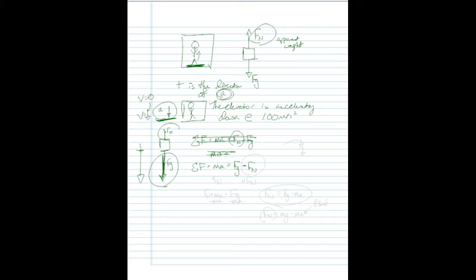I want to get Fn by itself, but it's a negative. I don't like working with negatives, so I'm going to add Fn to both sides. And I get Fn plus ma equals Fg. I can subtract ma from both sides. And I get the normal force, or the apparent weight, equals the actual weight minus ma.